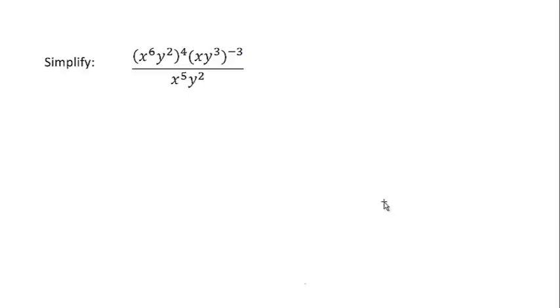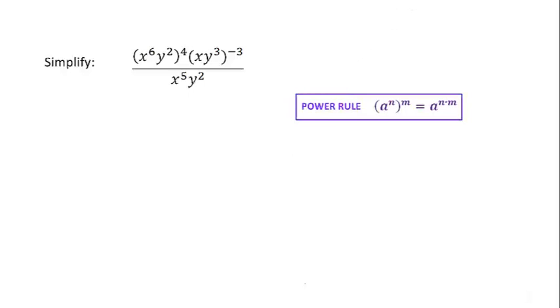To do this, I'm going to apply what we call the power rule. The power rule is that exponent rule that states that if you have a base a raised to a power n, all of that raised to a power m, then that's equivalent to having your base raised to a product of the powers. In other words, a to the n, all to the m, is equal to a to the n times m. Do you remember that rule? So let's see how this can be applied to begin to simplify our expression.